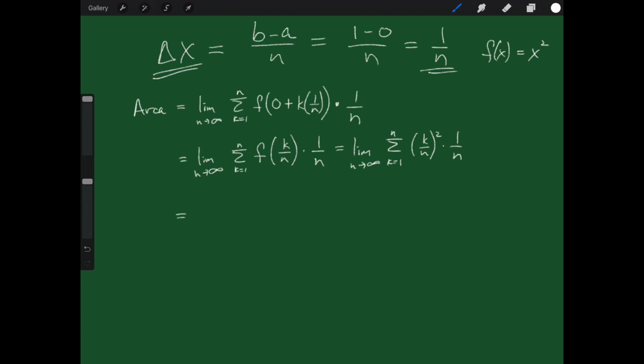Let's rewrite. This is the limit as n goes to infinity of the sum, k going from 1 to n, of k squared over n squared, that's a square right there, times 1 over n, which is the limit as n goes to infinity of the sum, k going from 1 to n, of k squared over n cubed.